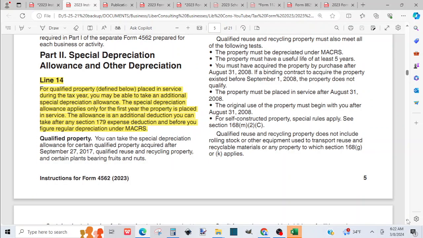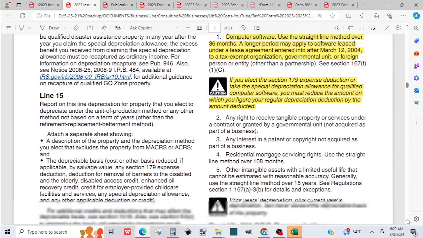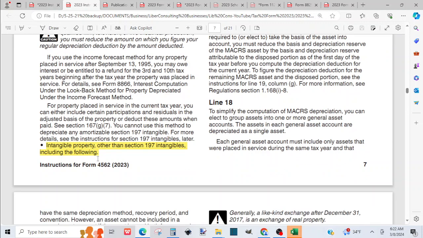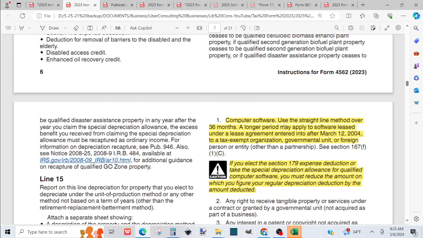You'll be able to see that. You'll be on line 16. But intangible property other than section 197, intangible, including the following: computer software, use a straight line method over 36 months. So, based on this, that means it's going to be, let's go back.